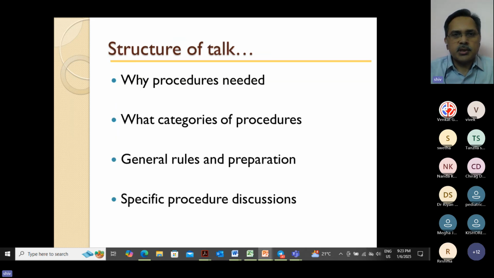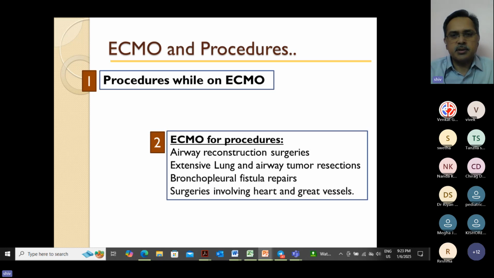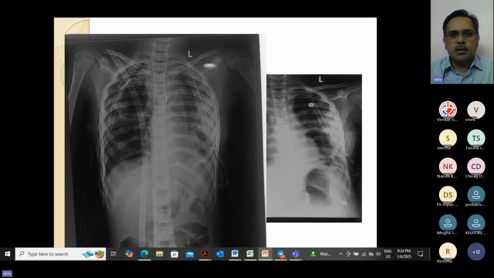The structure of my talk will be, why procedures are needed, what categories of procedures are done, general rules and preparation, and some specific procedures we'll have a brief discussion on. Procedures while on ECMO is one aspect of it, but we do go on ECMO for certain procedures just to make the procedure safe. The common ones are airway reconstruction surgeries, extensive lung and airway tumor resections, bronchopleural fistula repairs, and surgeries involving heart and great vessels. So the two categories of procedures for which ECMO is done.